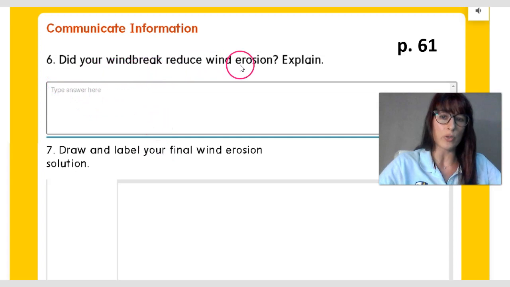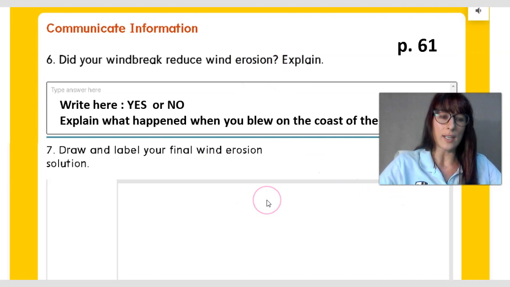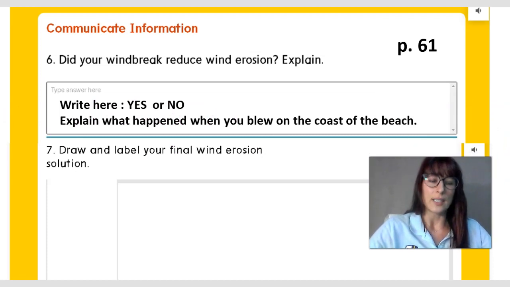Did your windbreak reduce wind erosion? And explain. Here in this section, you will write yes or no, and you will explain what happened when you blew on the coast of the beach. So if you blew on it, did it reduce the wind or it didn't really work? You just have to write that in this section. And then you will move on to number 7, where you will draw and label, okay, your final wind erosion.